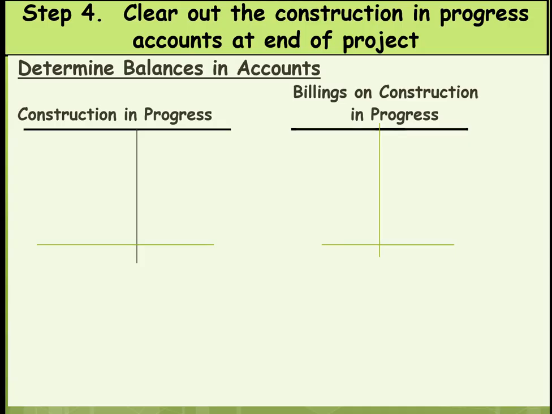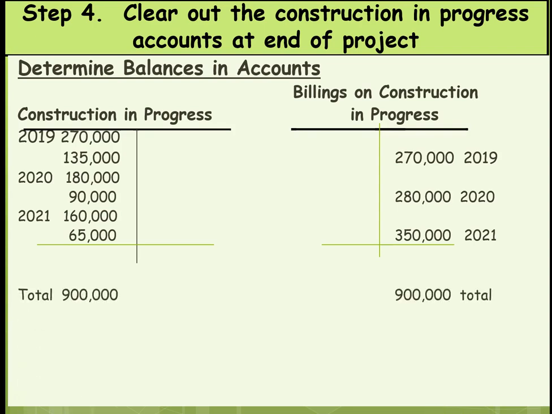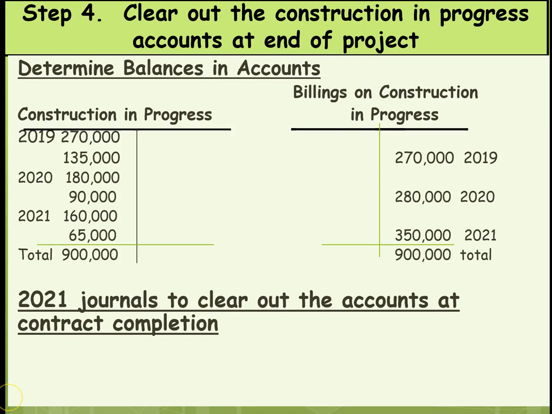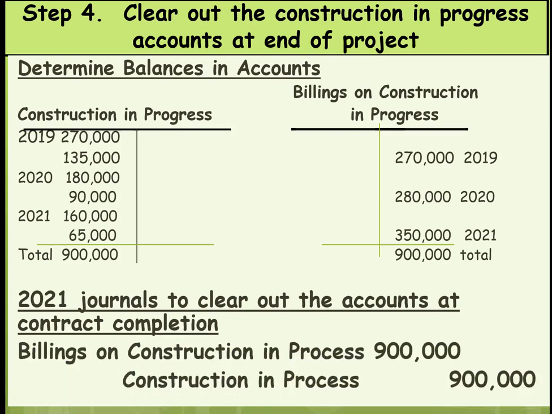So now let's take a look at our 2 clearing accounts. We have construction in process and billings on construction in process. So here's what we look like in 2019, in 2020 and 2021. And in the end, if you notice, they both have $900,000, and then we can do our journal at the completion of the contract to clear them out.